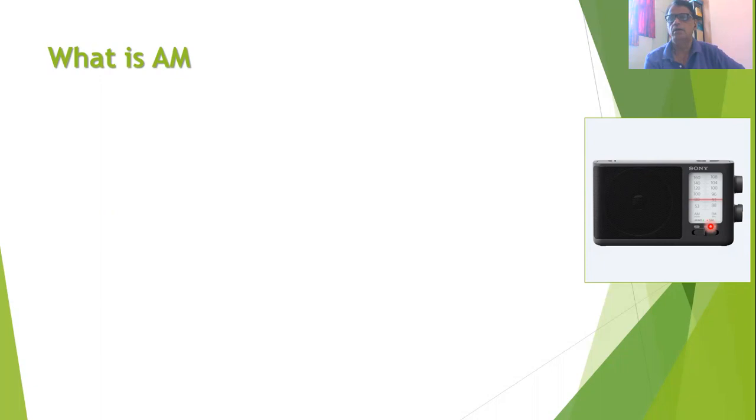Whenever you set your switch to the AM radio station, it means that you can hear the radio stations that broadcast their signal by using amplitude modulation. And whenever you switch your radio receiver to the FM station, you can hear those radio stations which broadcast their signals by using frequency modulation. In this session, we are going to discuss amplitude modulation or AM.